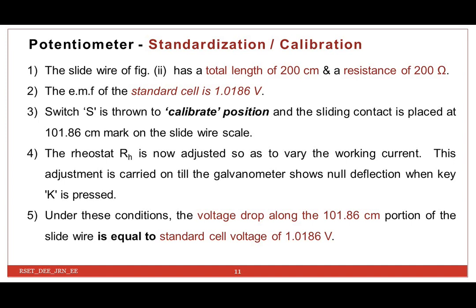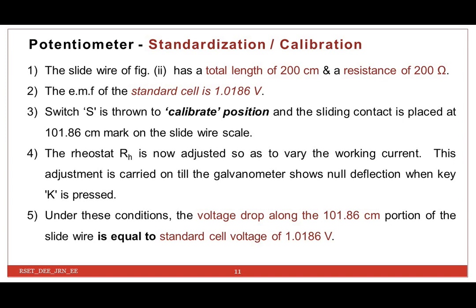Now, when the switch S is thrown to the calibrate position, so the first step is calibration. So, switch S is thrown to the calibrate position and the sliding contact is placed at the 101.86 centimeter mark on the slide wire scale. The rheostat RH is now adjusted so as to vary the working current. This adjustment is carried on till the galvanometer shows null deflection when the key is pressed.